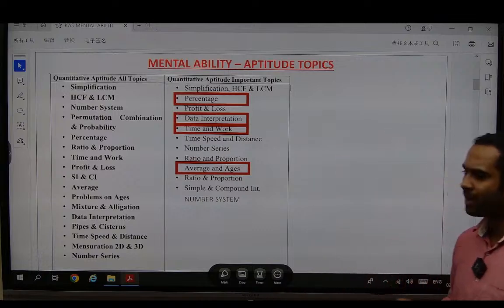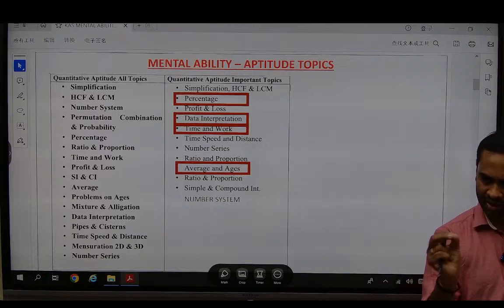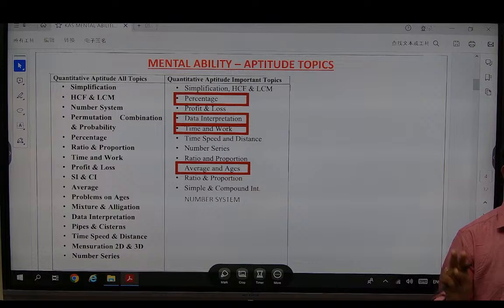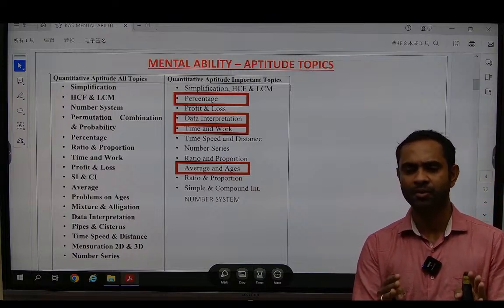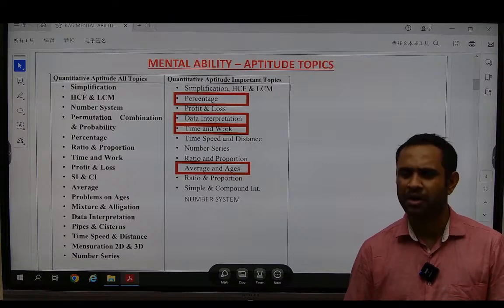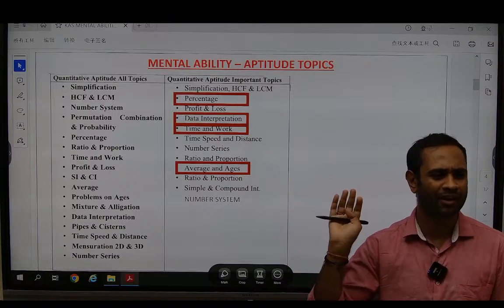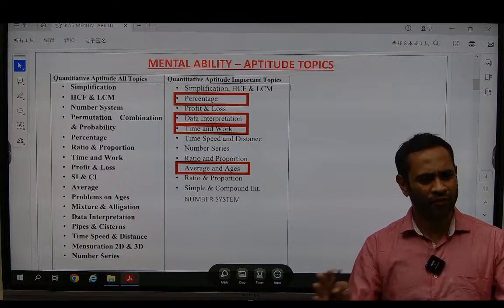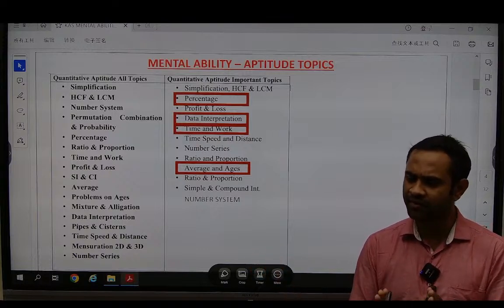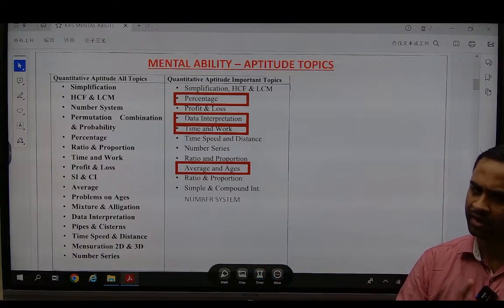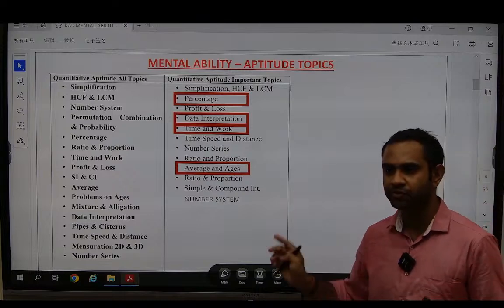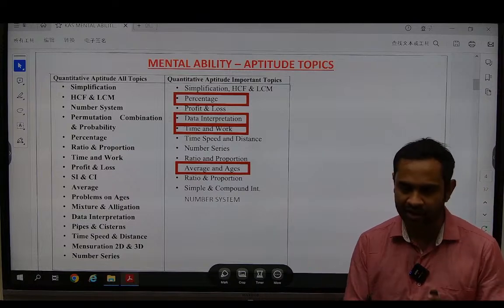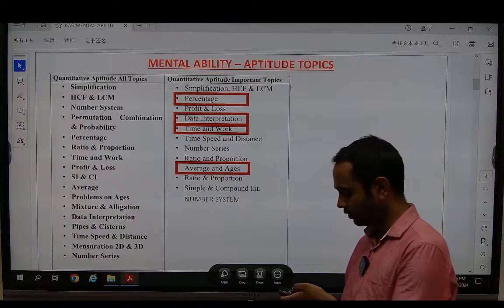So mental ability, basically either you say mental ability or you say CSAT. This is divided in 2 parts, aptitude and reasoning. Keep it very, very simple, because different people will come and talk differently, logical reasoning, verbal reasoning, mental reasoning. They will give different names. So keep it very simple. There are 2 things, aptitude and reasoning. In aptitude, these are the topics which are important. First we have to focus on that, and then we will be focusing on another topic.